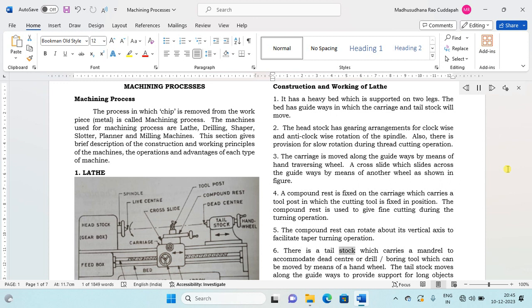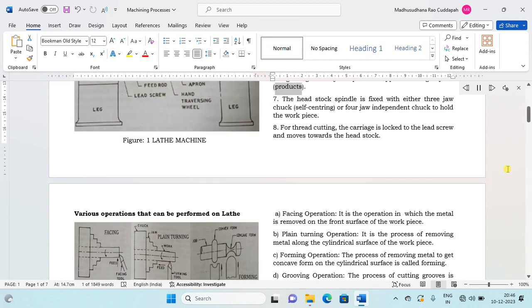6. There is a tailstock which carries a mandrel to accommodate dead center or drill boring tool which can be moved by means of a hand wheel. The tailstock moves along the guideways to provide support for long objects, products. 7. The headstock spindle is fixed with either 3-jaw chuck, self-centering, or 4-jaw independent chuck to hold the workpiece. 8. For thread cutting, the carriage is locked to the lead screw and moves towards the headstock.